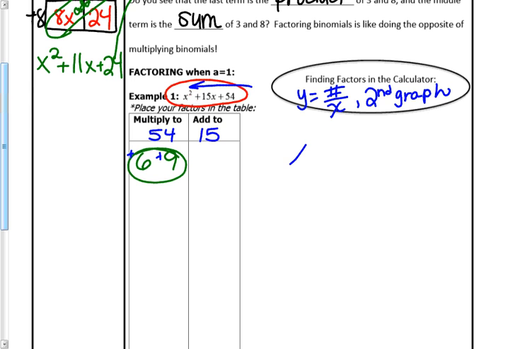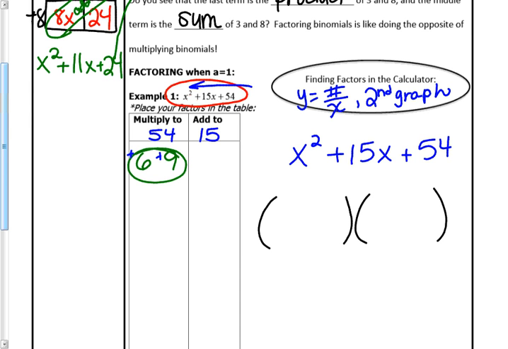So the way I'm going to write my answer is I'm going to create two sets of parentheses. My x squared is getting split up in the front end of these parentheses. So that would be x and x, right? Because x times x is x squared. So working backwards, I'm splitting the x squared up into two factors, x and x. And then my magic pair, they were both positive, so I'm going to put my magic pair in the parentheses. So I have positive 6 and positive 9.